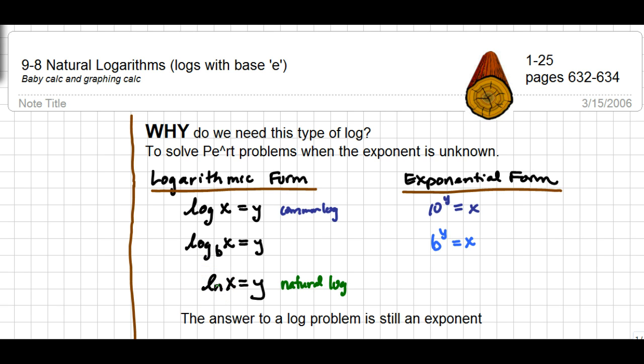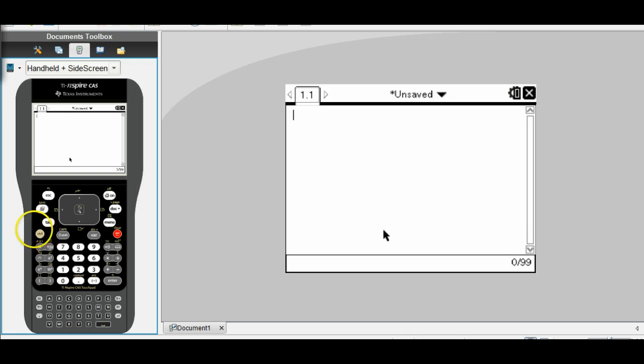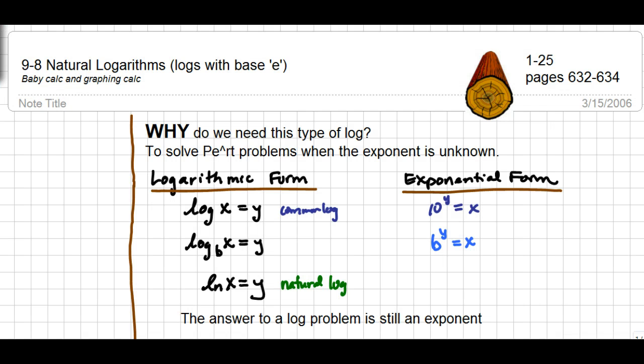There is an LN button on your calculator, so let's take a look at where that is. If you do the control button and then the E to the power of button, you'll get an LN command, and we'll use that command here in just a moment. So a natural log problem is a base e raised to a power equaling x. Those are the type that we're going to be looking at today. And again, the reason we need those is to help us solve PERT problems. We're not going to deal with PERT at all today. We're just going to be learning and getting comfortable with natural log itself.